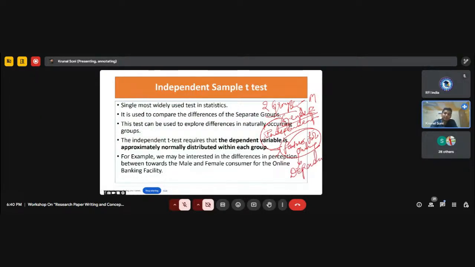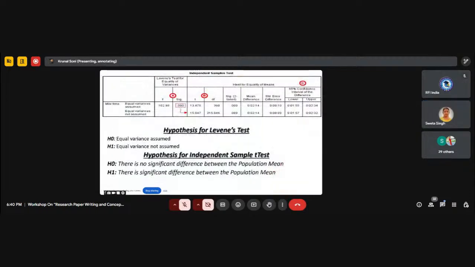And whenever you are finding normality, normality is always found on the dependent variable, and that too with scale data or ordinal scale data. It should not be for nominal data, right? Is it clear? Yes. And that is how it is.